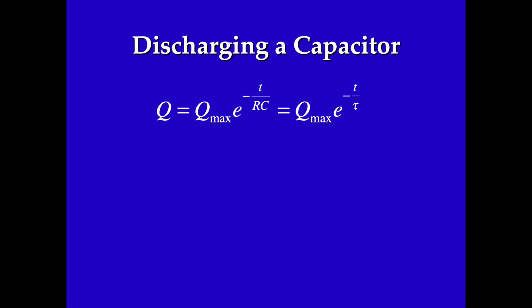Yeah, C is the capacitance of the capacitor, and R is the resistance of the resistor. That's it. And we're ignoring the wires. Typically, the resistance of the wires is negligible.